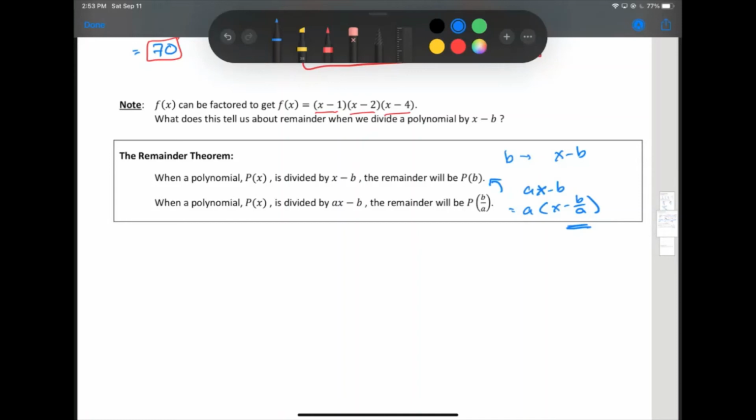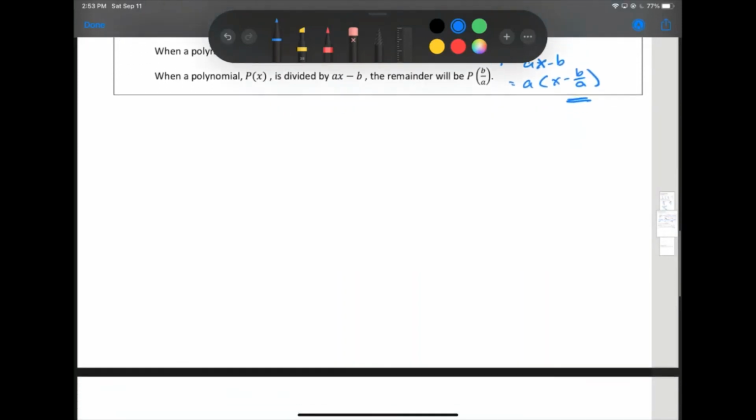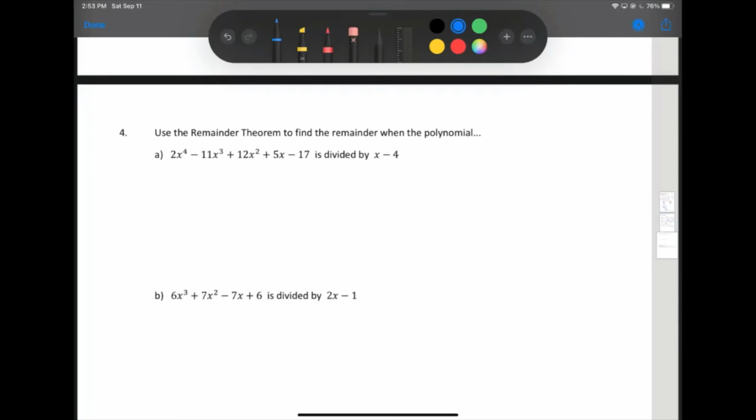Okay, so I realize this sounds all hypothetical and theoretical and abstract, so maybe let's try this out. Let's use the remainder theorem to find the remainder when the polynomial 2x to the power of 4 minus 11x cubed plus 12x squared plus 5x minus 17 is divided by x minus 4. Now, there's two ways we could do it. One way, we can use long division, which will take many steps and has lots of opportunities to make little errors. Or we can say, let's evaluate that at x equals 4. And when we do that, we get out 2 times 4 to the 4th minus 11 times 4 cubed plus 12 times 4 squared plus 5 times 4 minus 17. Not that this is particularly short, but it's a lot faster than the long division.